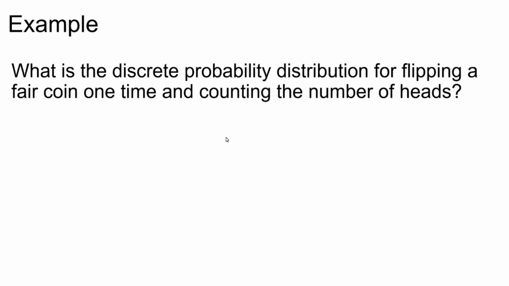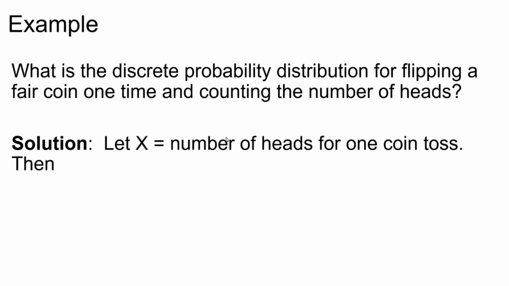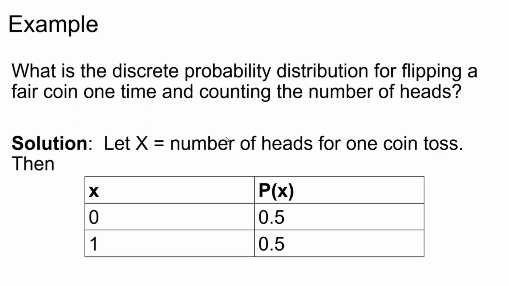That's an argument we made in chapter 3, that getting heads and tails are equally likely. So by definition, we'd say that the probability x equals 0 is 0.5. The probability x equals 1 is 0.5. So this is 0 heads. That's no heads.